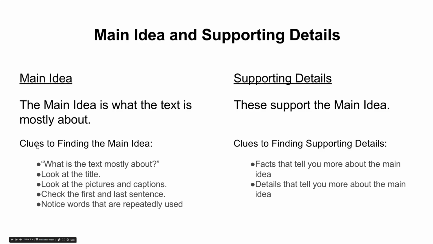And if you need clues to finding the main idea, you can ask yourself, what is this text mostly about? You can look at the title or pictures and captions. You can check the first and last sentence and notice what words are repeated. That often gives you clues. If you have to look for supporting details, those are the facts that tell you more about the main idea. So here's our game.